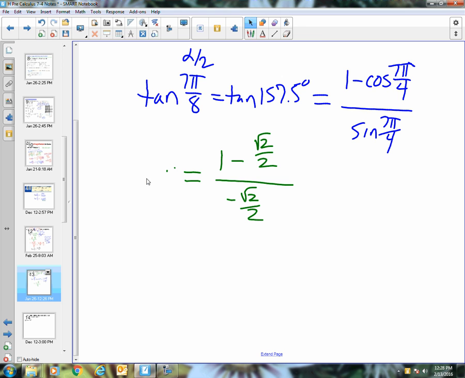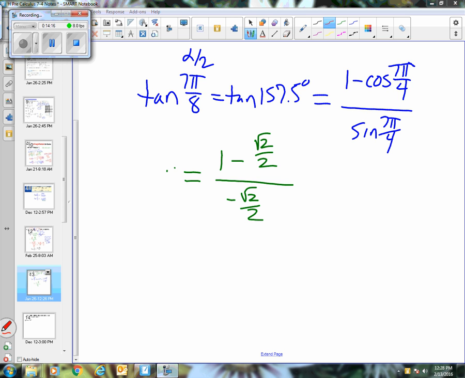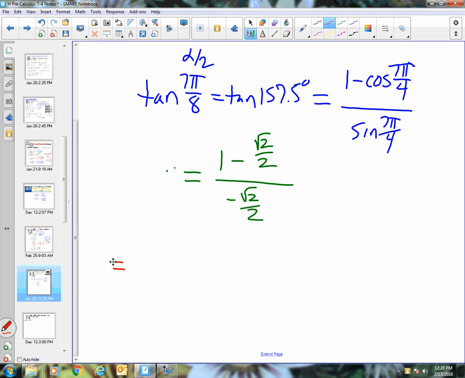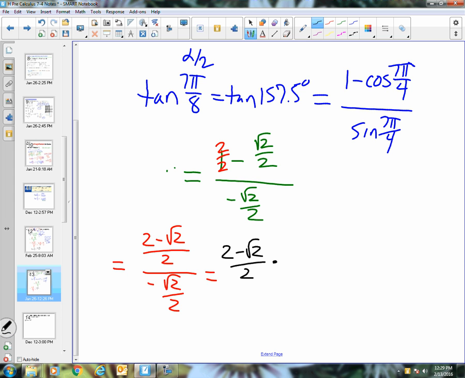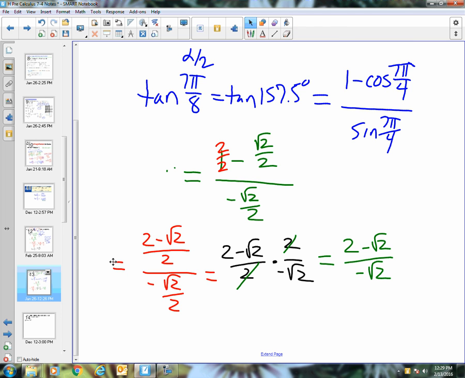Now we have to just deal with the arithmetic then. So let's go ahead and multiply through and do what we need to here. So we're going to try to see what we get for that. So multiply by, let's see, 2 over 2 for this one. Get a common denominator. So 2 minus square root of 2 over 2, divided by that. Now we're going to multiply by the reciprocal. So times 2 over negative square root of 2. These 2's would divide out, and that's going to leave us with 2 minus square root of 2 over negative square root of 2. All right, now we got to get rid of that radical on the bottom.